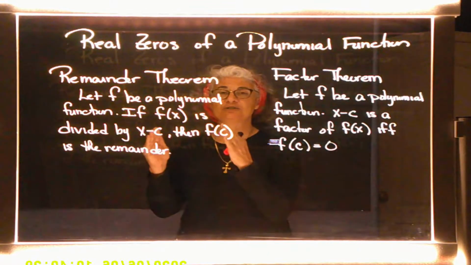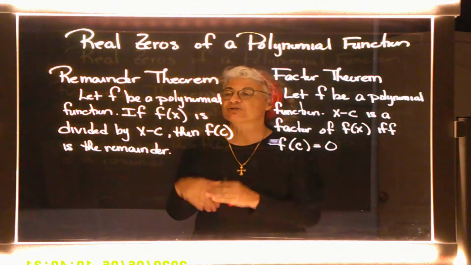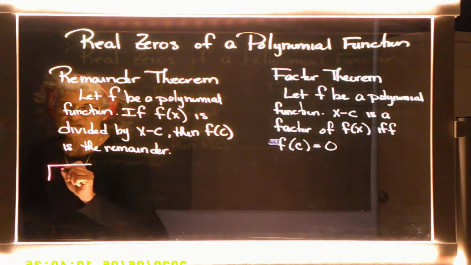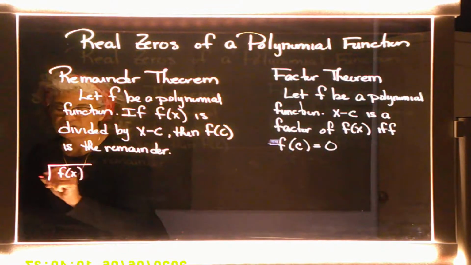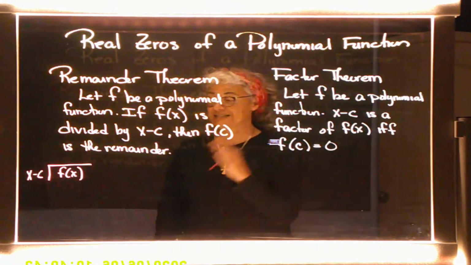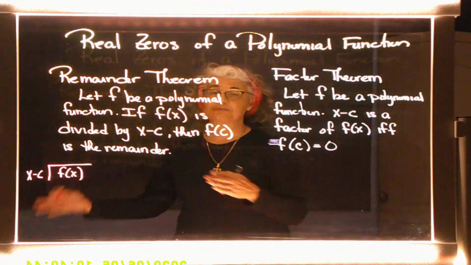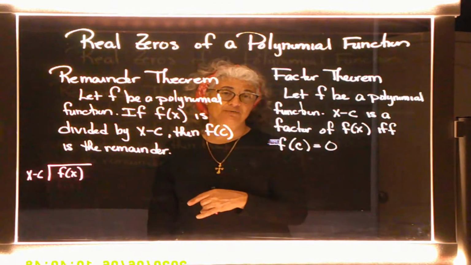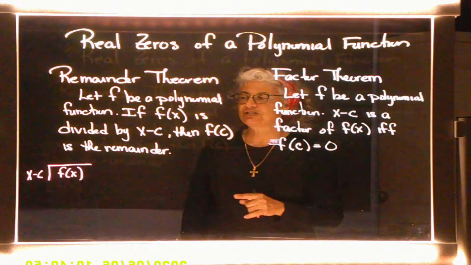So here's the deal. This theorem is giving you another way of finding the remainder. Instead of doing your long division, putting your polynomial here, your x minus c there, and doing your long division to see about a remainder, this theorem is giving you another way to find it.